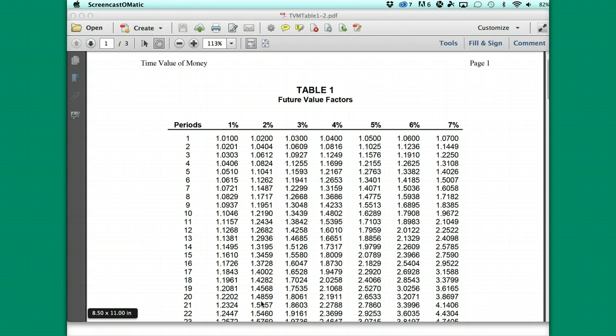1.4859. So if you take a calculator, you take 1.4859 and multiply it by your $5,000 lump sum, that's $7,429.50. So what this means is if I take $5,000 today, I put it in an investment that can earn me 4% a year, and it compounds twice a year, semi-annually, at the end of that 10-year period, I will have $7,429.50.